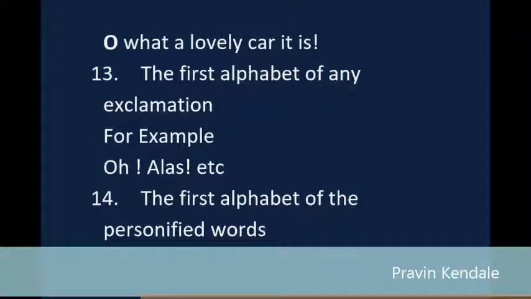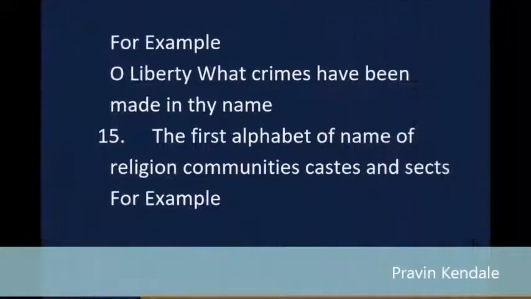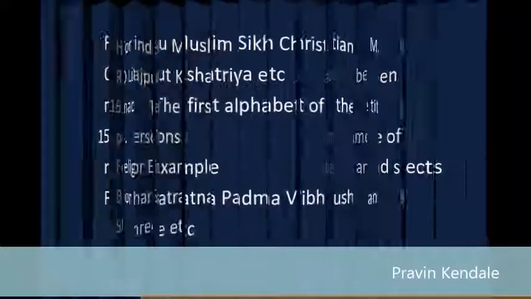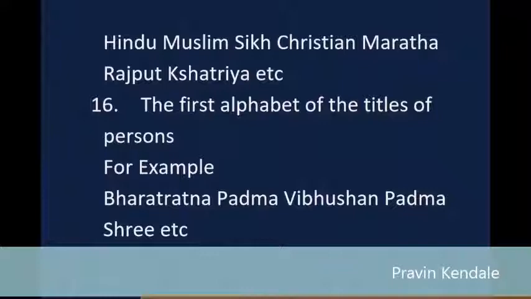14. The first alphabet of personified words. For example, O Liberty, what crimes have been committed in thy name? 15. The first alphabet of names of religions, communities, castes and sects. For example, Hindu, Muslim, Sikh, Christian, Maratha, Rajput, Kshatriya, etc. 16. The first alphabet of the titles of persons. For example, Bharat Ratna, Padma Vibhushan, Padma Shri, etc.